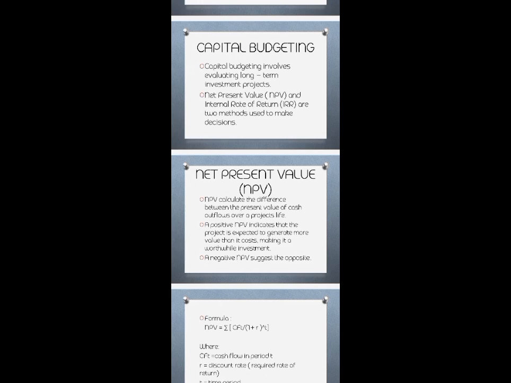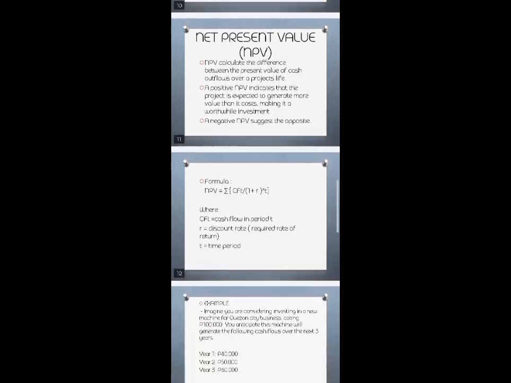And next is the formula. The formula of NPV is cash flow in period t over 1 plus the discount rate raised to the power of the time period. And I have here an example.